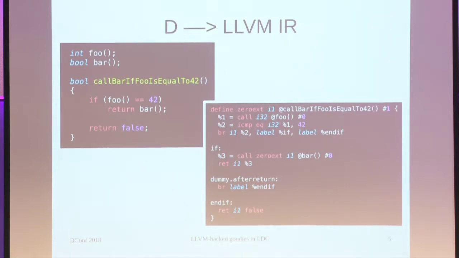This is non-optimized IR at this point, and it just helps us generating this kind of code. But if this thing was false, it would jump to label end if, which is here, and it returns false. Is that clear? Simple example.